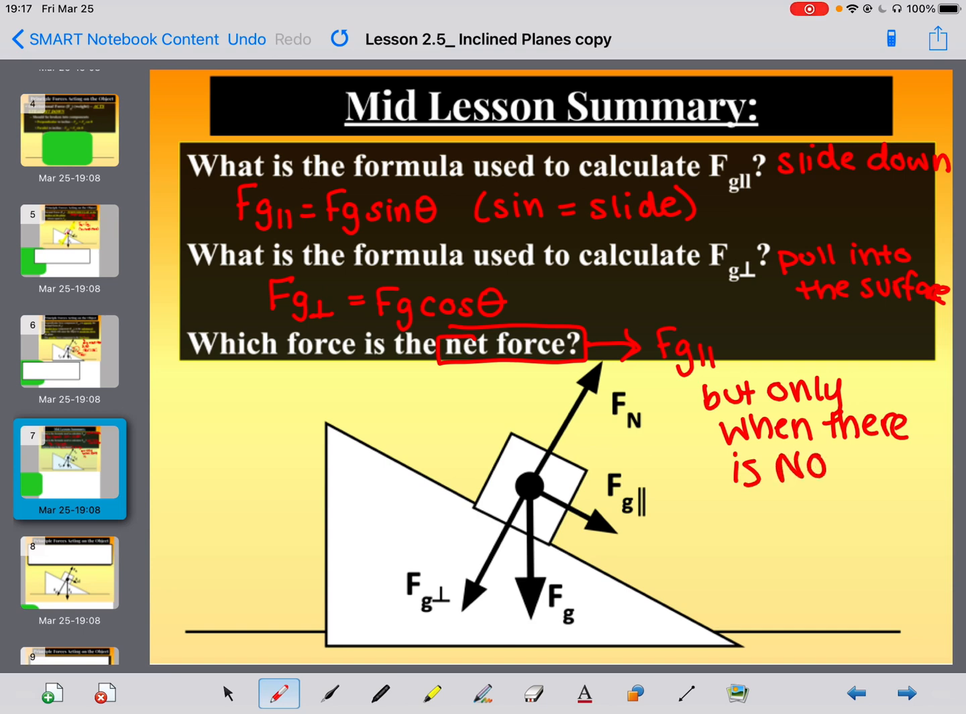So let me finish writing that down. Like I said, this guy is not counteracted by anybody else. These ones are, so we can cancel them out. We kind of just ignore FG. We don't cross it out on our own papers, but we ignore it because we know that FG was broken up into parallel and perpendicular components. Okay?